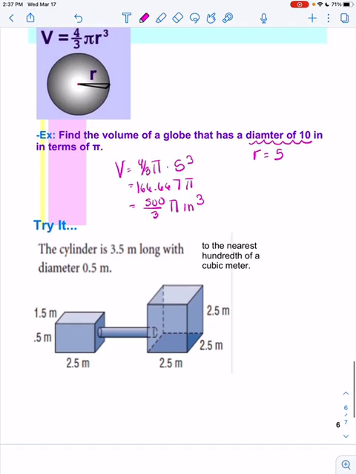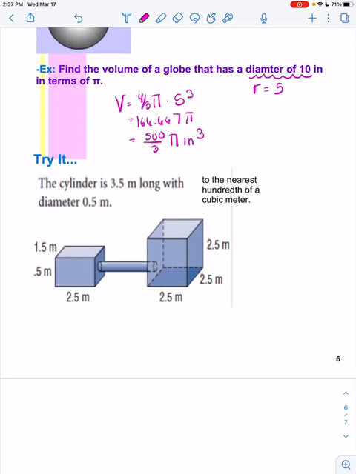Last example here. Why don't you guys pause the video, read it, and see if you can think about how you would find the volume of this entire composite shape. So a composite shape is nothing more than a shape that's made up of other shapes, right? So if I want to find the volume, hopefully you realize I have to find the volume of the individual shapes and then add them up. So it helps if I know what I'm dealing with. So the shape on the left here, that looks like a rectangular prism. The shape on the right is a square or also a rectangular prism, right?